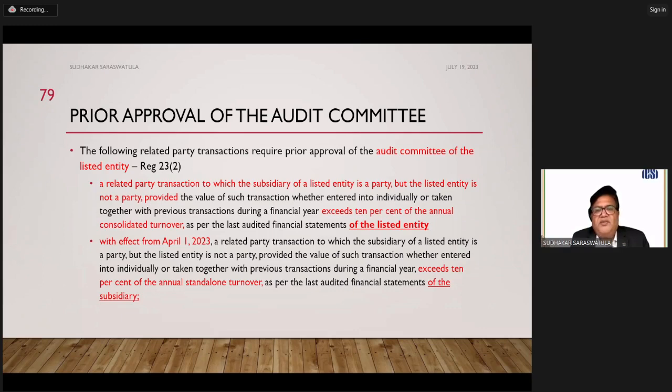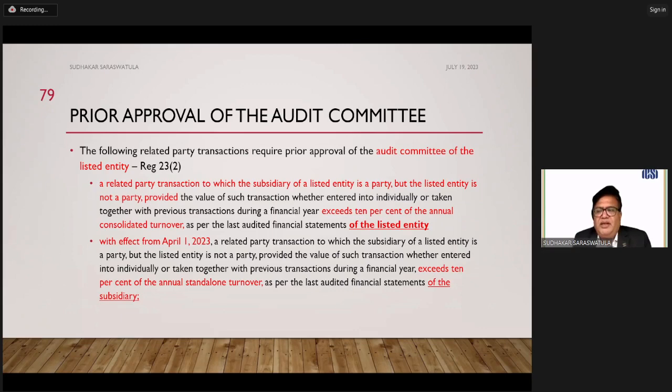Suppose earlier you were having 4 audit committee meetings for approval of your quarterly results, now you have to have a minimum of 6 and preferably 8 if you want to examine these related party transactions the way they are expected, the way they have been given this kind of responsibility.